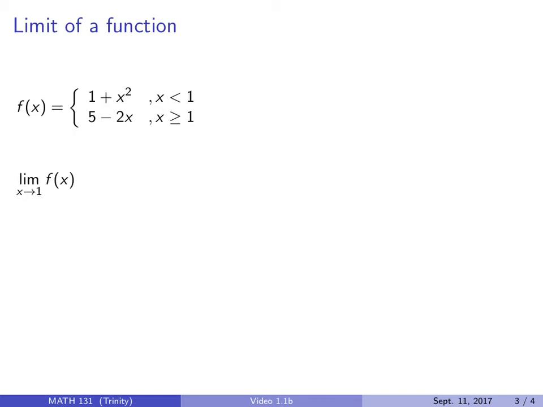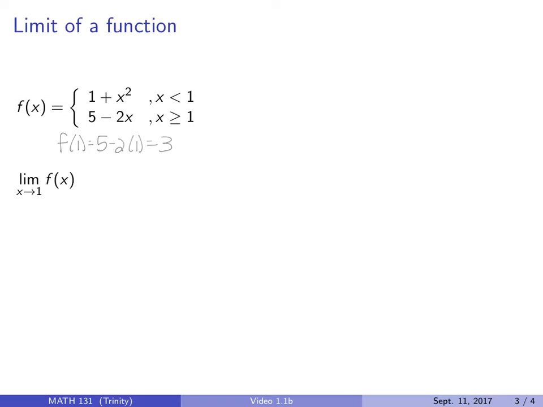For our next example, we have this piecewise function where f of x equals 1 plus x squared when x is less than 1, and 5 minus 2x when x is greater than or equal to 1. So the first thing that I want to point out is that x equals 1 is in the domain of our function here. In fact, we can really quick do this. f of 1 is 5 minus 2 times 1, which is equal to 3.